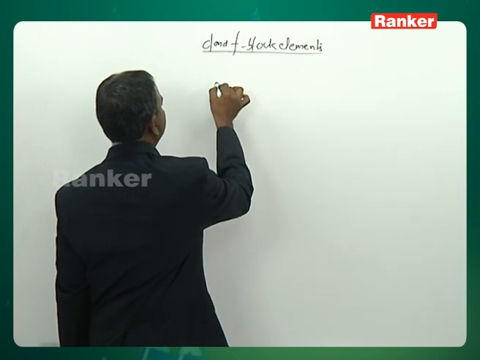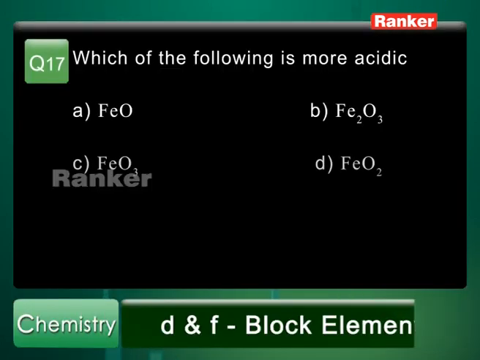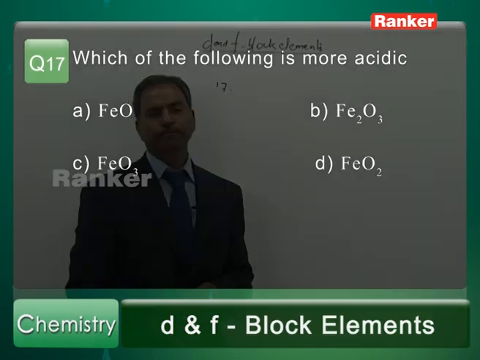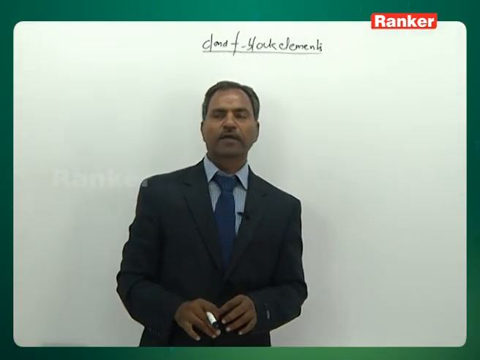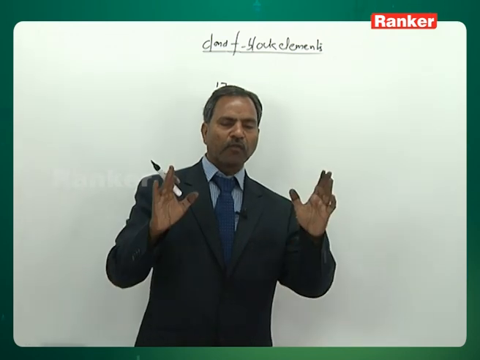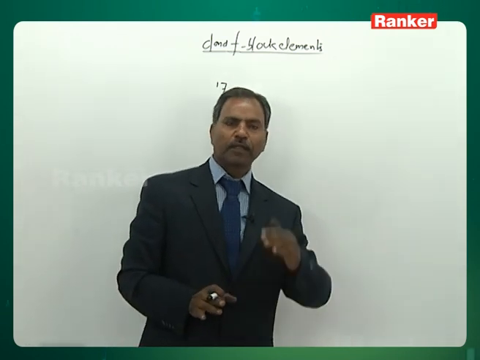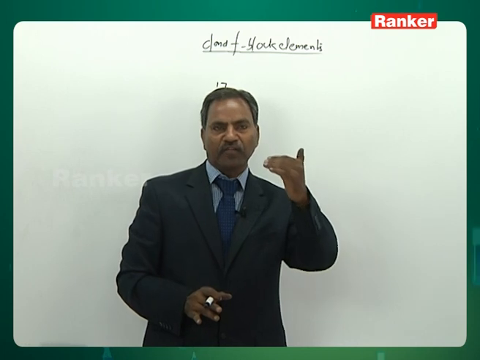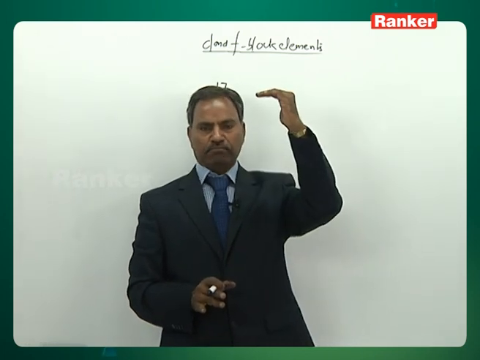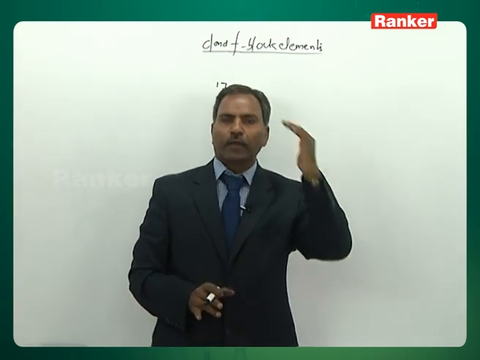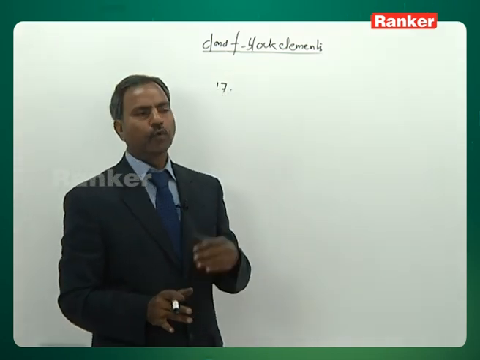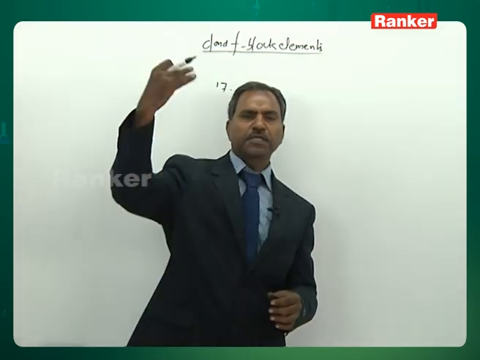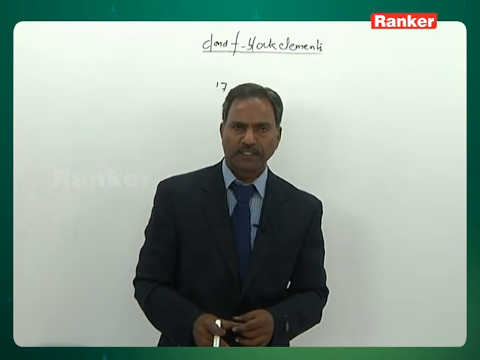Coming to question number 17, which of the following is more acidic? See, one more question of the same type is repeated. Which of the following is more acidic? What concept did I give? Among the given options, see the metal having the highest oxidation number, that is more acidic. Lower the oxidation number, more basic or ionic. Higher the oxidation number, more covalent or acidic.